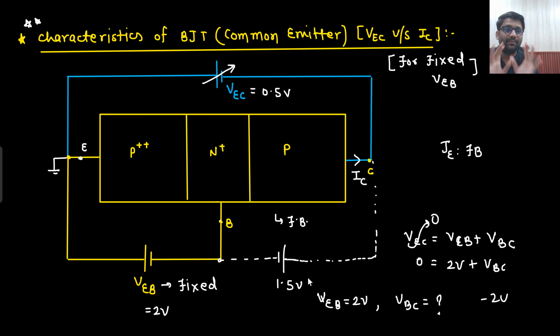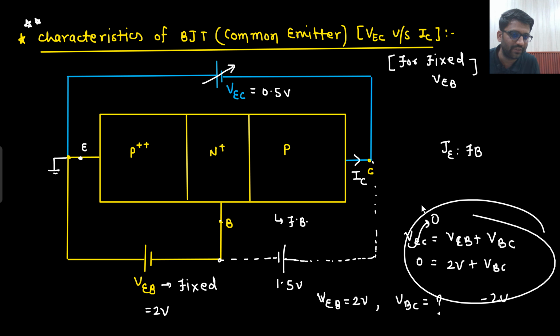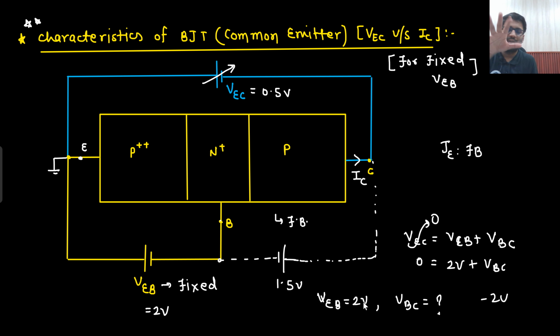Very simple thing, very simple network analysis. If you don't understand network analysis, then do this equation; from here you can understand. 0.5 is the total applied. You are saying that here I am having 2 volt, so here I need to have minus 1.5. Then only 2 minus 1.5 would become 0.5. That means N is connected to negative, P is connected to positive, so again it is forward biased.